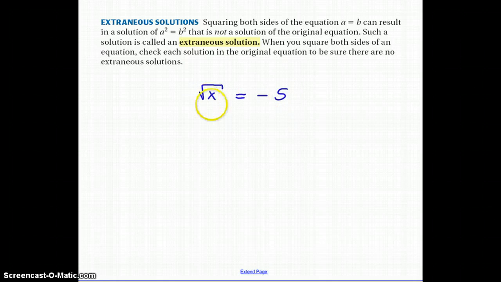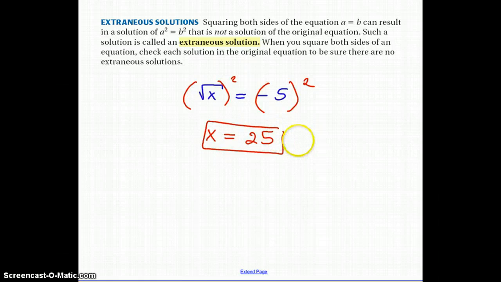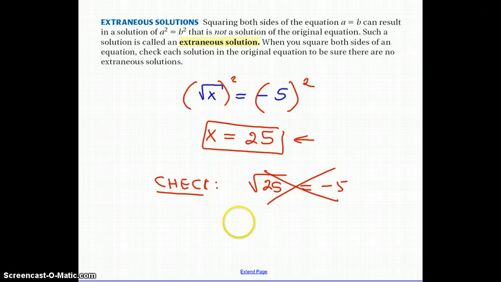But if you square both sides, that negative completely goes away, and we're not actually going to realize that there's no solution. So your solution would be 25, which is an extraneous solution because it's not actually a solution. So when you go back to check your answer, you get square root of 25 is equal to negative 5, which is not true because square root of 25 is just regular 5. So this would be an extraneous solution.